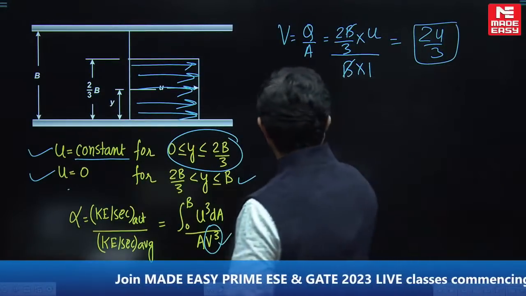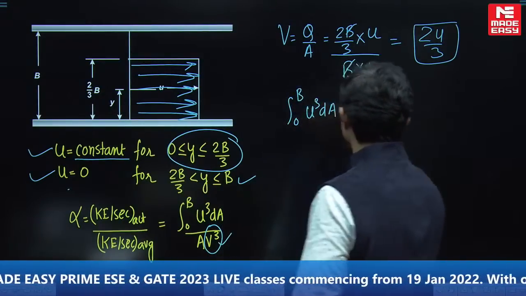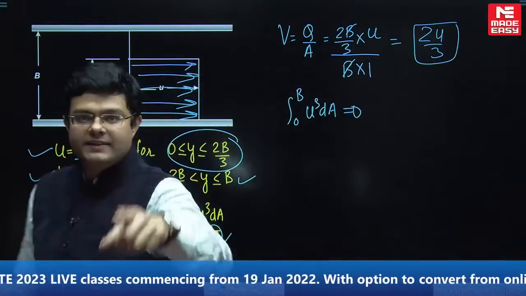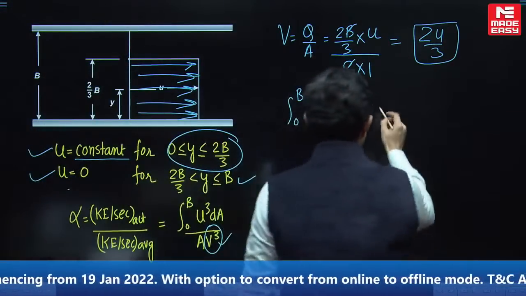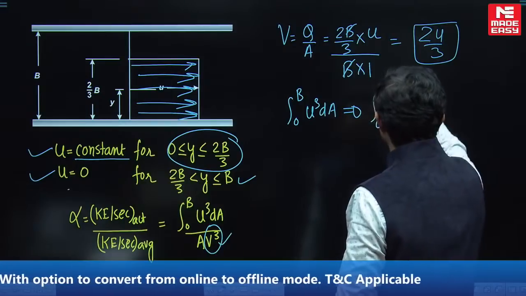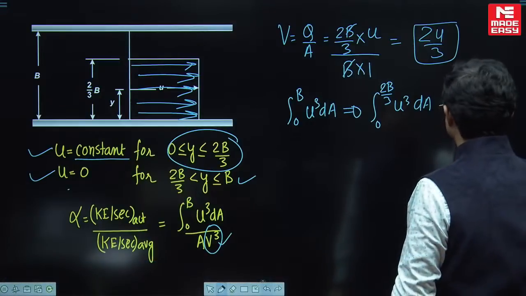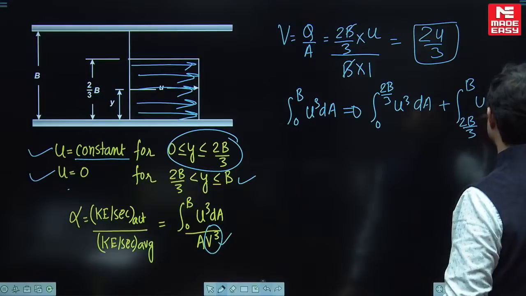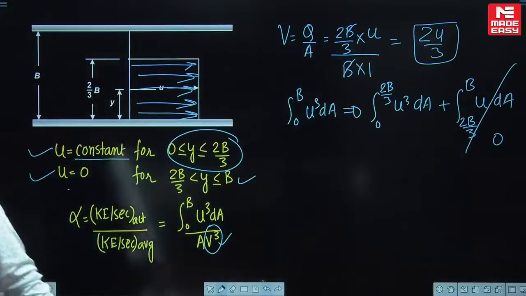Next you need to find integration 0 to b of u cube dA. Now just look here. Can this total integration from 0 to b be divided into two parts? Yes. From 0 to 2b by 3 and from 2b by 3 to b. So from 0 to 2b by 3, the velocity is u, so u cube into dA. Clear guys? Plus integration from 2b by 3 to b. But here the velocity is 0, so this term is going to be 0, because the velocity in this section is 0. What a fantastic question here.